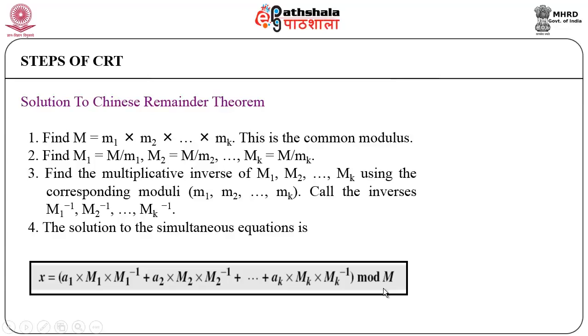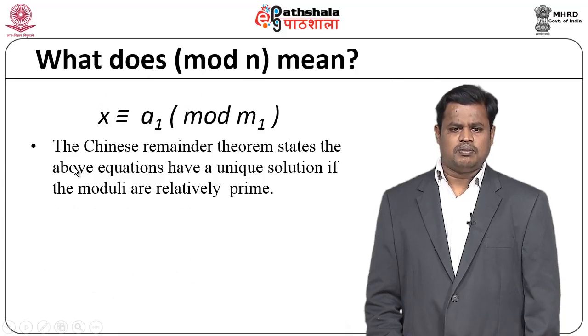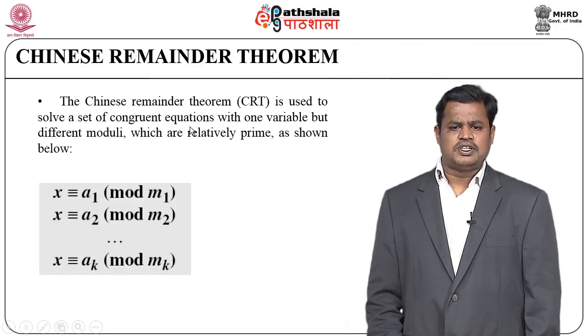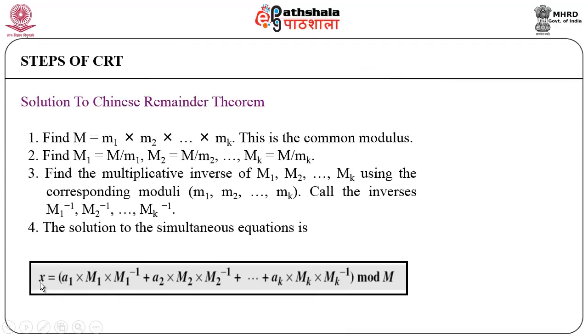So, we can understand here, that is what we are saying in the case of the Chinese remainder theorem. Here we have a set of congruent equations with one variable but different moduli. So, x is our one variable. Now we can understand that this x can be obtained with the help of these 4 steps, starting by getting the common modulus.